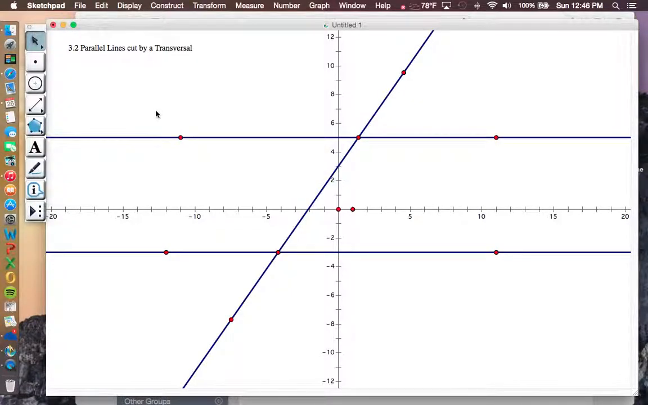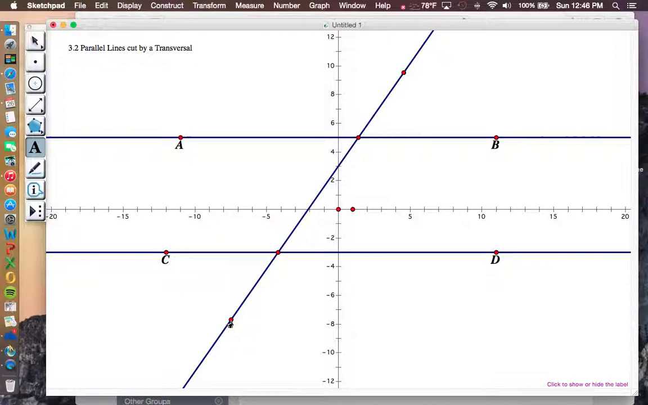Okay, the following is a video for section 3.2, parallel lines cut by a transversal. What you see here is that I have a parallel line here, and I'm going to go ahead and call this line AB, okay? And then I'm going to call this line down here CD. All right, and AB is parallel to CD. They're both just horizontal lines with a slope of 0.